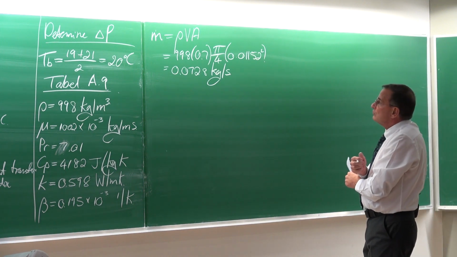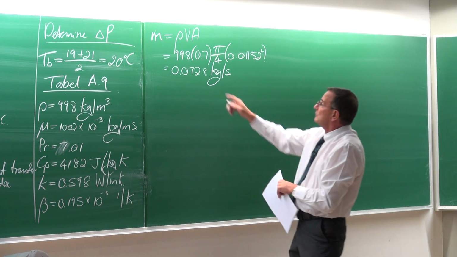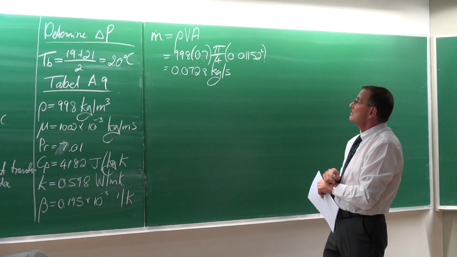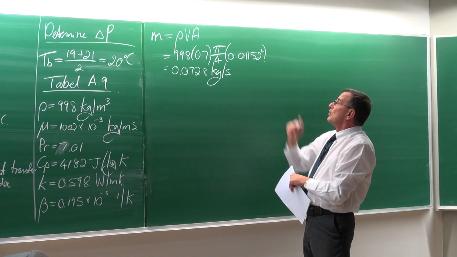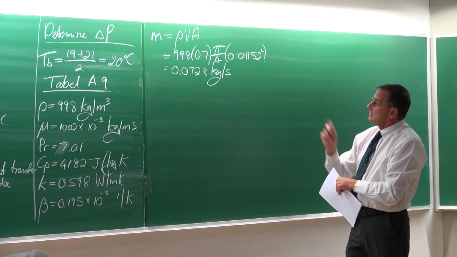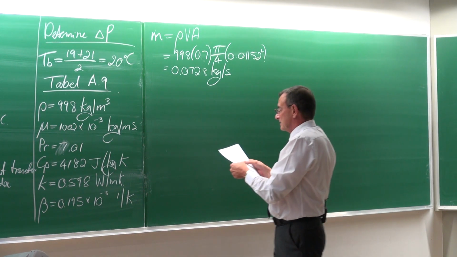The mass flow rate is equal to rho, the velocity, multiplied by the cross-sectional area through which the water flows. 998 multiplied by the velocity 0.7, multiplied by the cross-sectional area, pi divided by 4 multiplied by the diameter squared, and that is equal to 0.0728 kilograms per second.